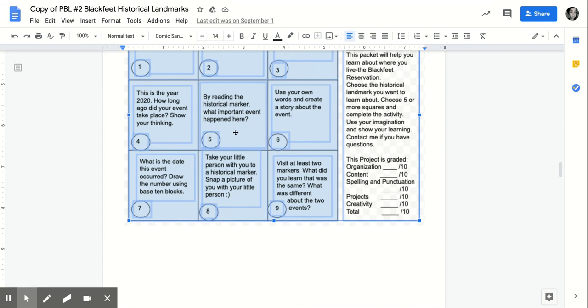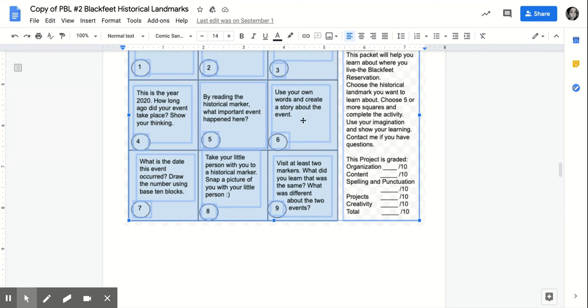And then another activity on here is, by reading the historical marker, what important event happened here? So this is where you could tell what happened there. And you could choose to draw a picture of it or write words, or both. You can draw a picture, and then underneath your picture, you can write about what you drew, about what happened at that historical marker.